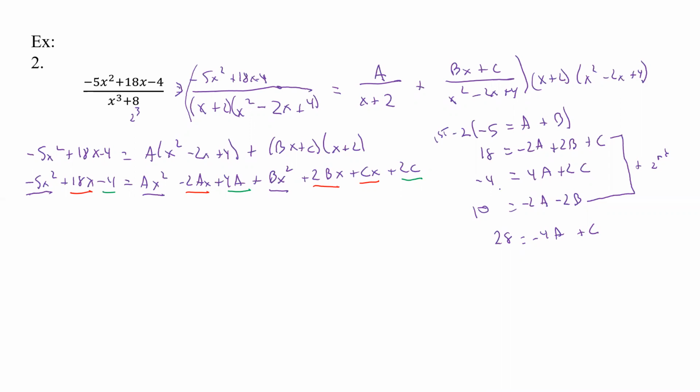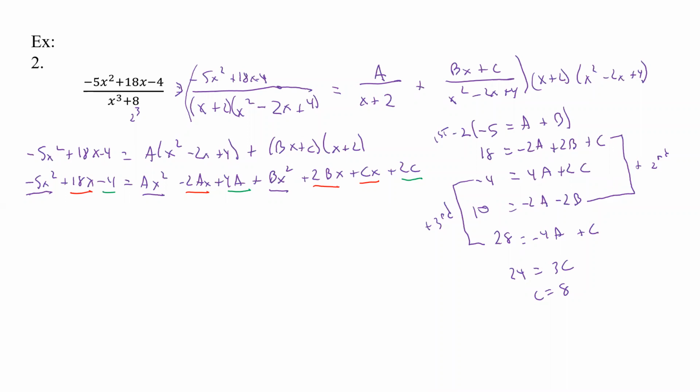And now I can just add those, because the a's are opposite signs, so now I'm going to add those third. So 28 minus 4 is 24 equals, the a's cancel, and I have 2 plus 1, so that's 3c. So here, if I divide by 3, c is equal to 8.